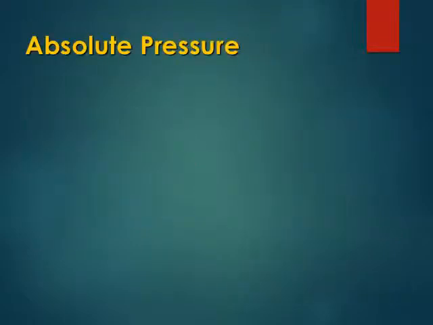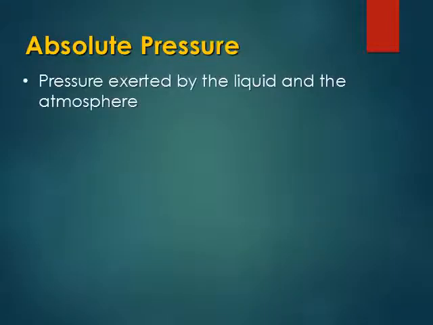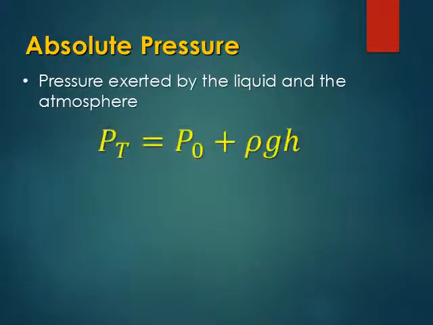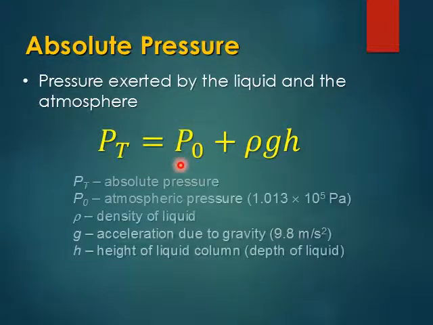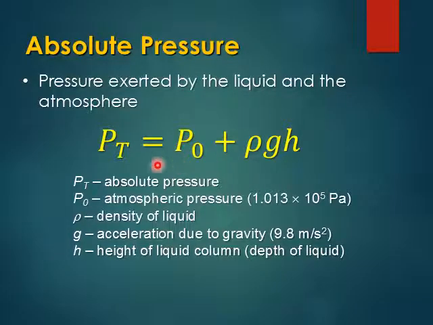Okay, now another example or another term that we will also encounter is the absolute pressure. So this is the pressure exerted by the liquid and the atmosphere. So pag sinabi natin absolute pressure, ina-add lang naman natin yung atmospheric pressure, which is P sub o. So here, the total pressure can be computed by adding P sub o, which is the atmospheric pressure. We will add this to the pressure exerted by the liquid or the liquid pressure. Yan. So, ito yung value ng P sub o natin. The atmospheric pressure is 1.013 times 10 to the 5th pascals.